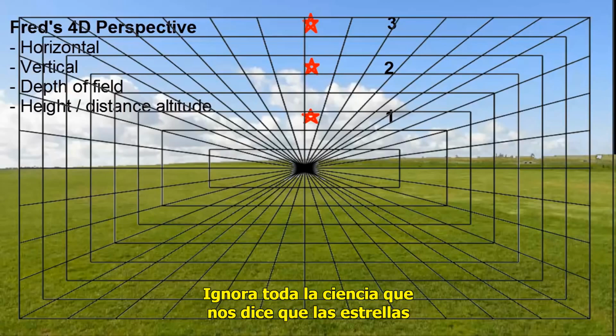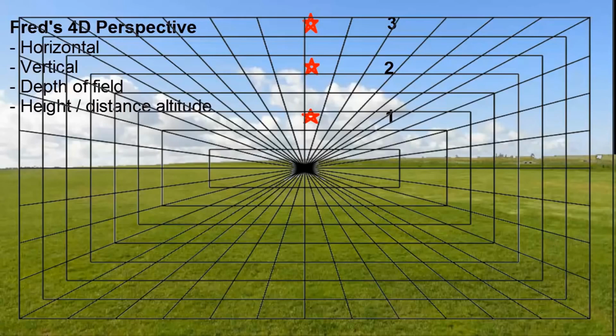Yes, ignore all the science that tells us stars are billions of miles away, because no one can prove it anyway. It's just a mathematical arrangement. But when we see objects in the sky which we cannot possibly measure the distance to from the ground with no other reference, we can see it like this, even if we don't understand how it works.